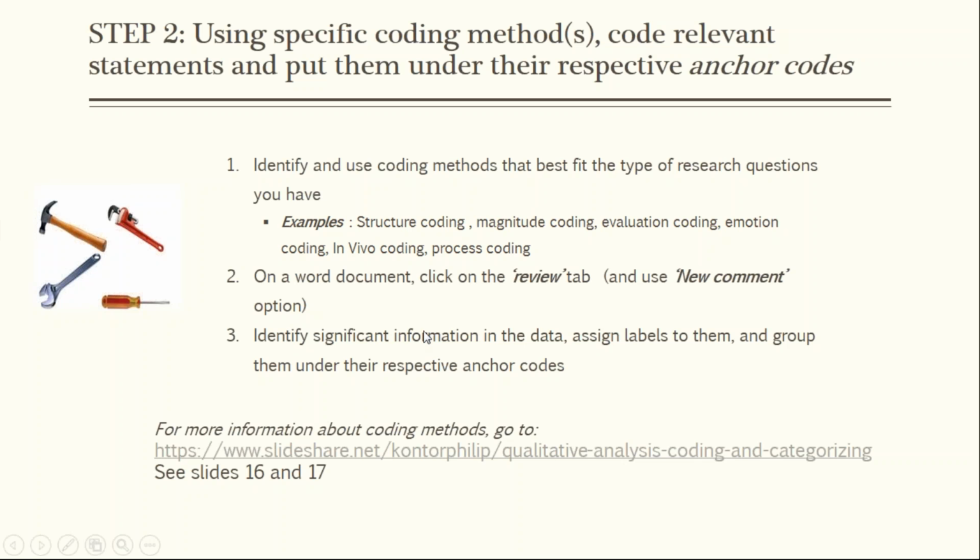Because of time, I will not be able to go through all the coding methods, but if you click on this link and go to slides 16 and 17, it discusses all the coding methods: in vivo coding, process coding, evaluative coding. You identify the coding method that is consistent with your research question. One example is if you are finding out participant perception about a specific program or intervention, then you can use evaluation coding. If you want to capture participant emotion, you can use emotion coding.